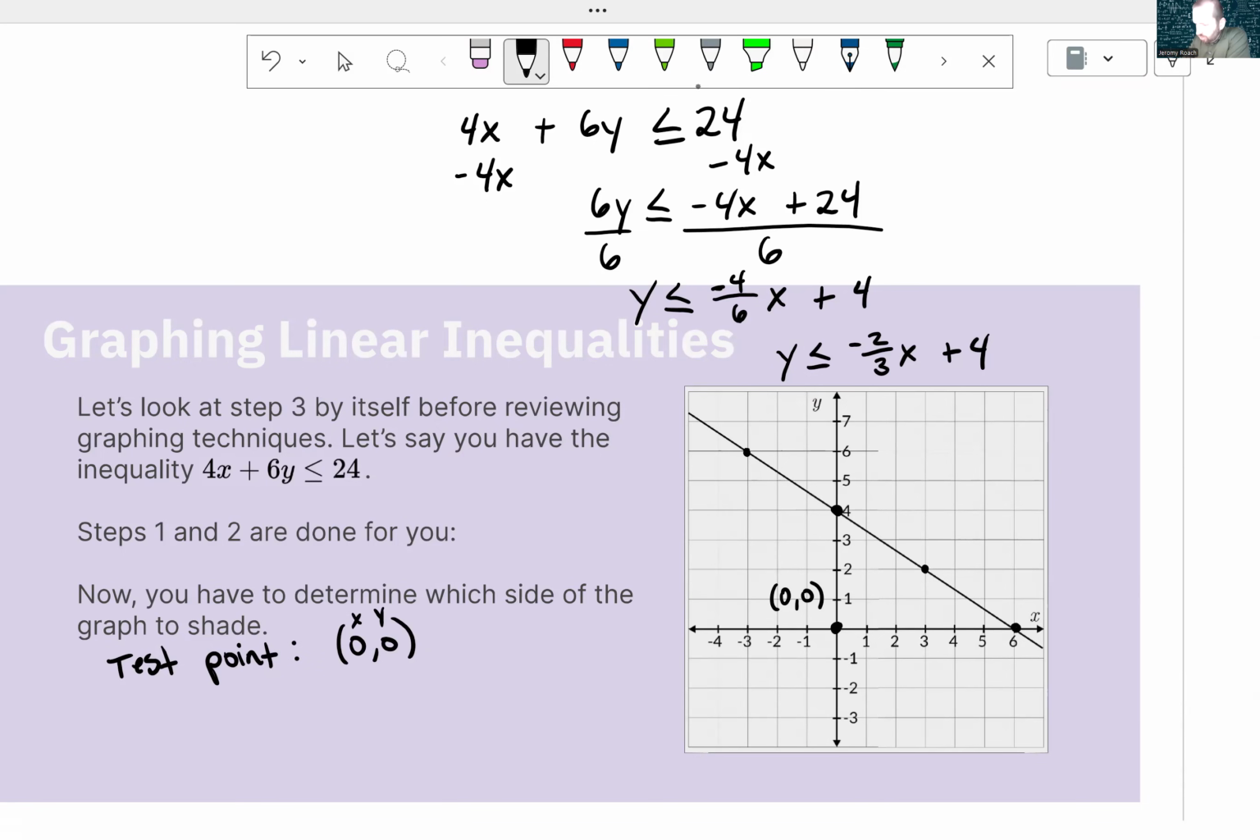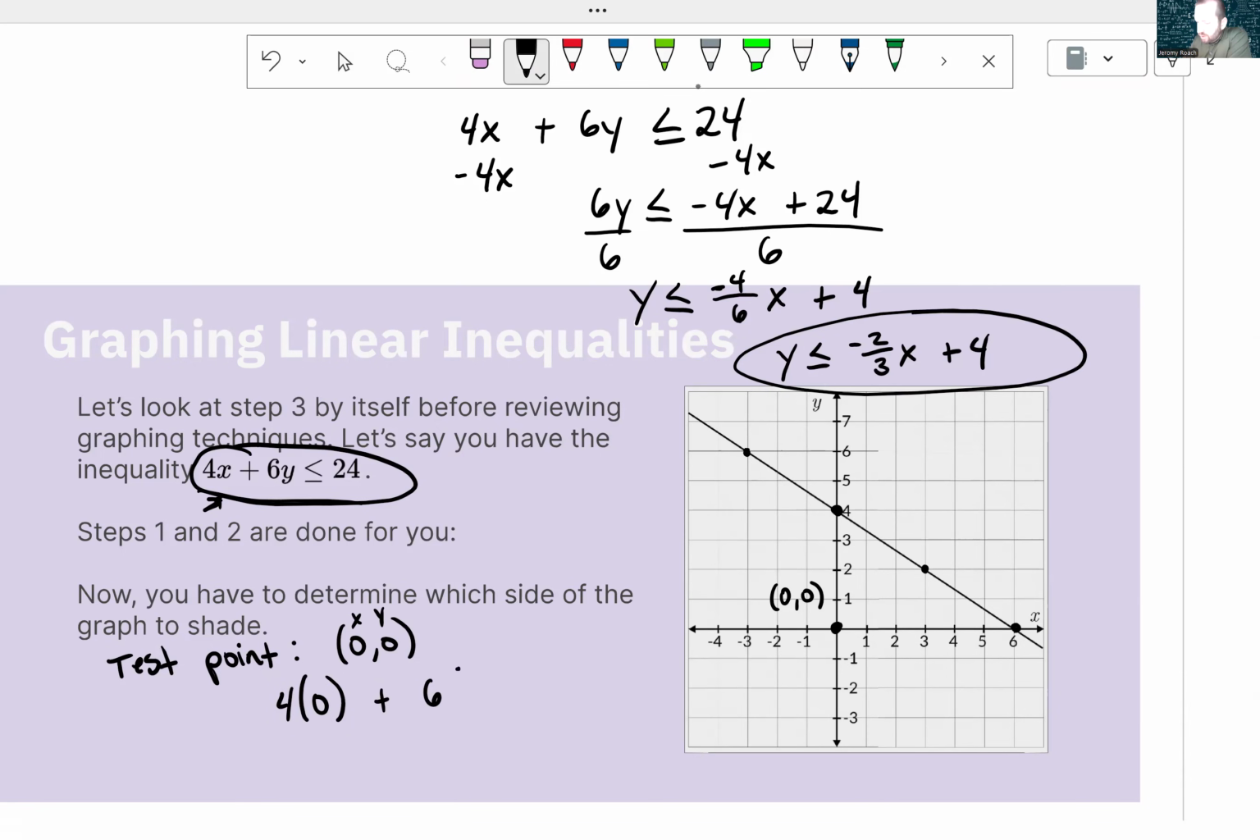So we're going to plug those into this, or you can plug it into that. These inequalities are saying the same exact thing. All I did was just change it to an easier to understand form over here. So we're going to plug in 0 for x and 0 for y. Let's just use this equation that they gave us in standard form. So you get 4 times 0 plus 6 times 0 is less than or equal to 24. 4 times 0 is just 0, so is 6 times 0. So we get 0 is less than or equal to 24. And that's a true statement.